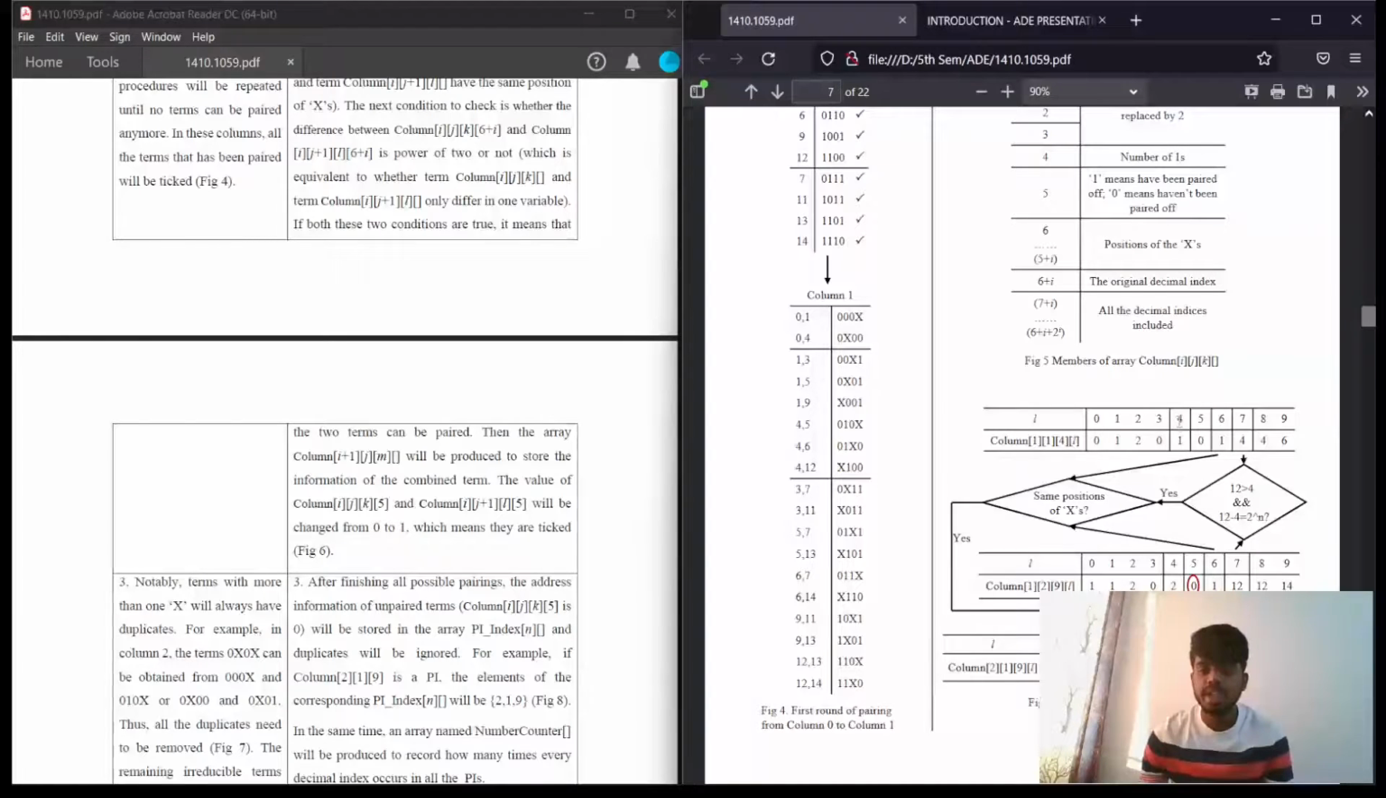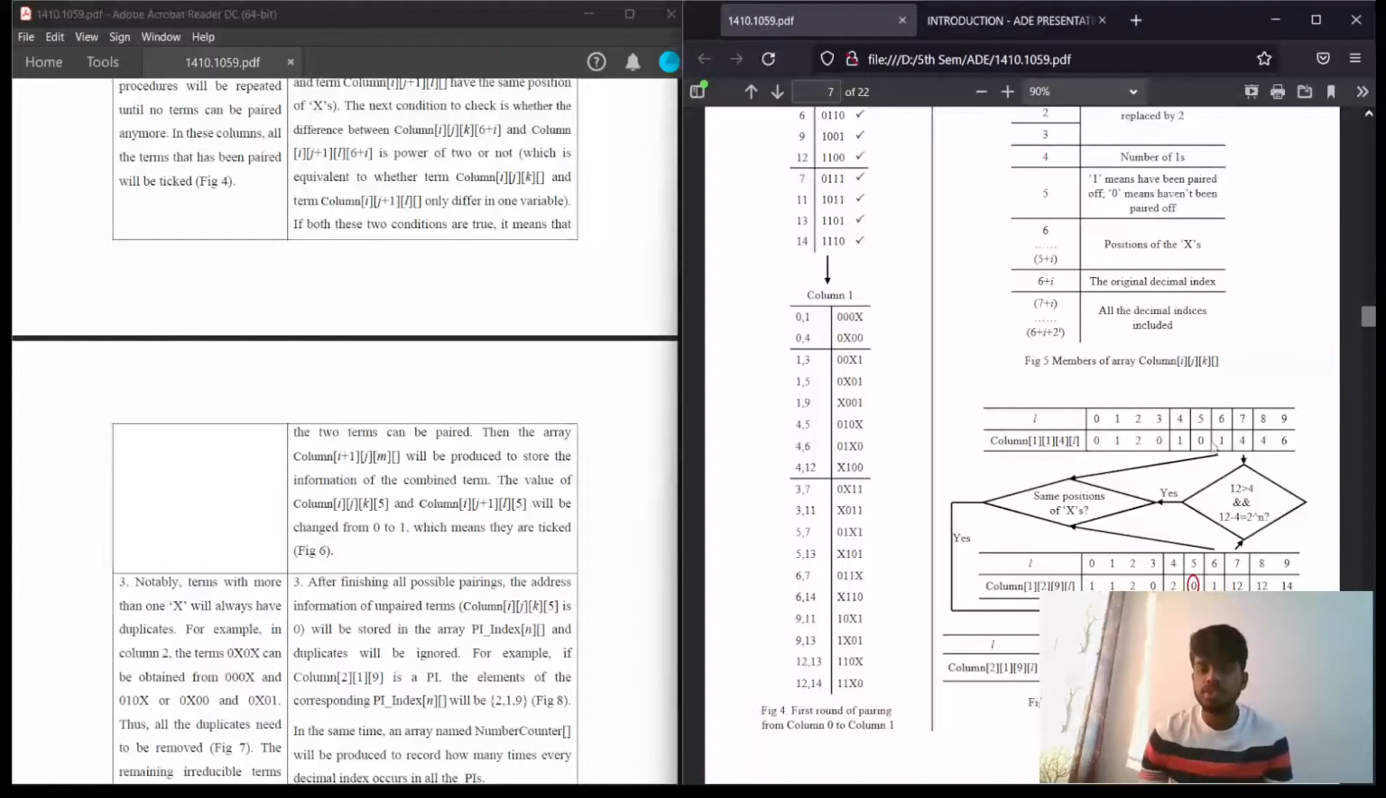And in the fourth place we write the number of ones present in the corresponding binary. In this one the number of ones is 1, so we represent it as 1. Here the number of ones is 2, so in the fourth place we represent it as 2. As this has not been paired yet, we write 0 and 0 in the fifth place so the compiler understands it's not paired yet. Let's see if any combination for pairing exists.